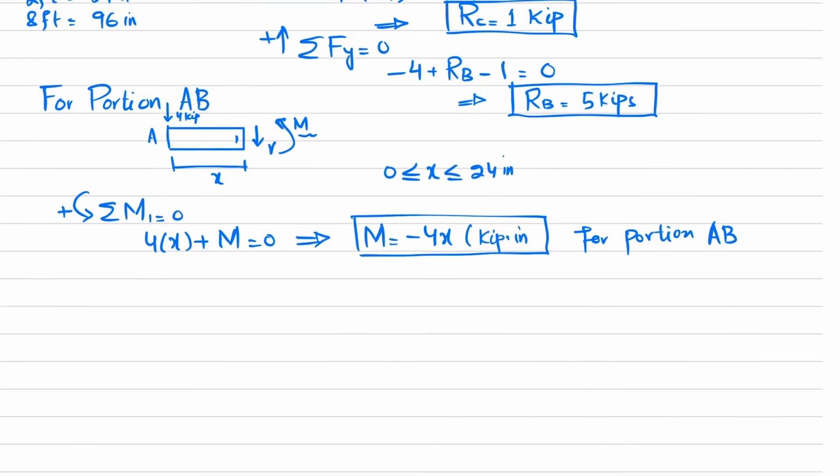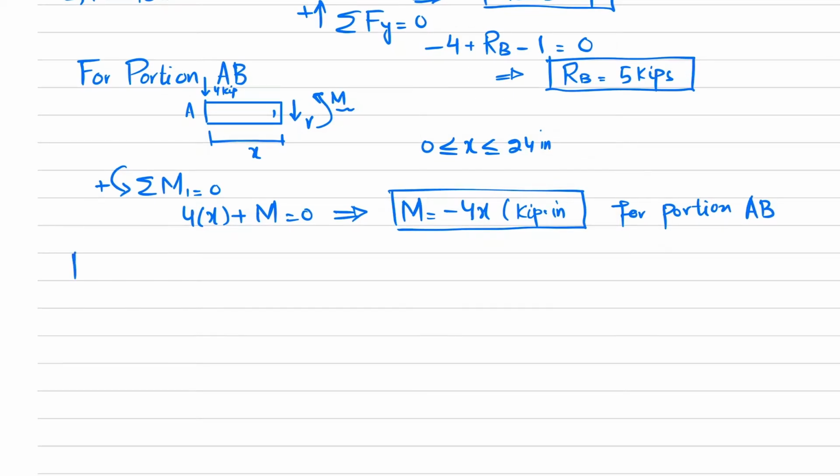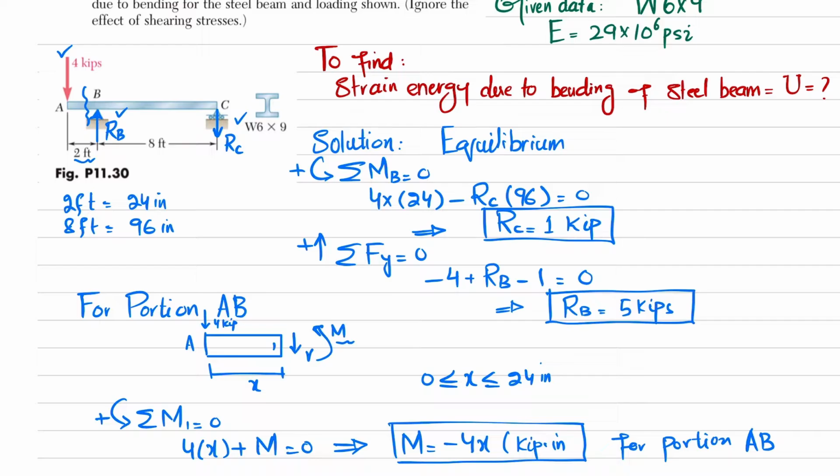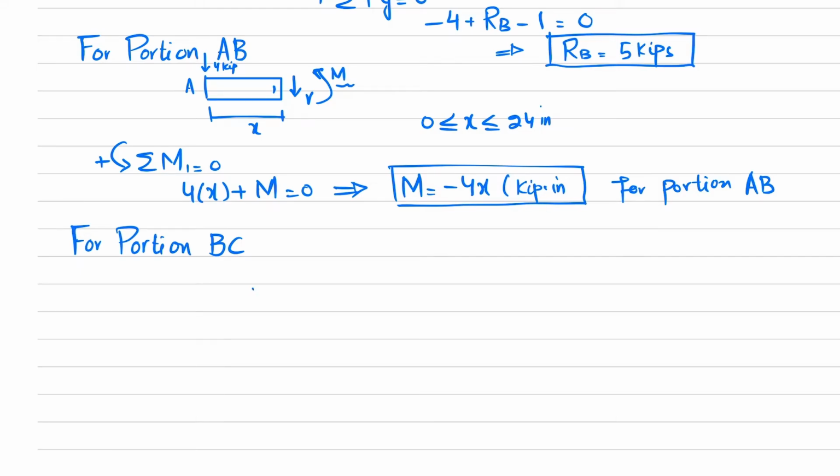Now we will find the moment equation for portion BC. So for BC, we will cut the beam over here and we will take the distance from here as v. So I will draw it over here. Let this be point C where we have one kip force acting downward, and let this distance be v. If you cut, there will be a shear force and a bending moment. For that, the limit is v greater than or equal to 0 and less than or equal to 96 inch.